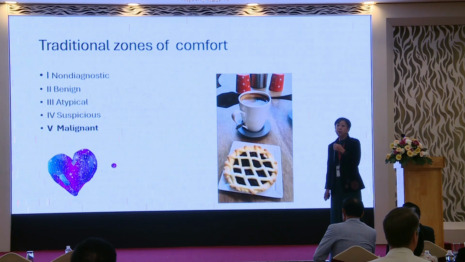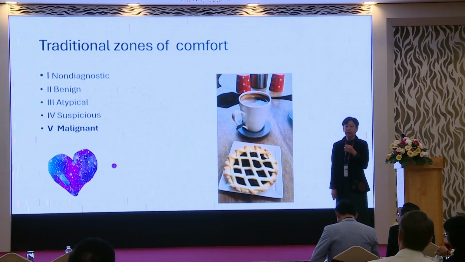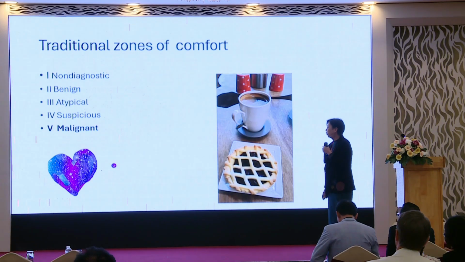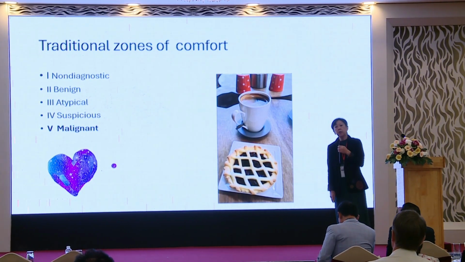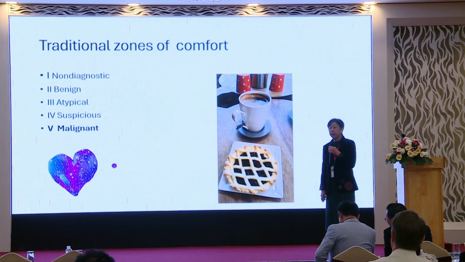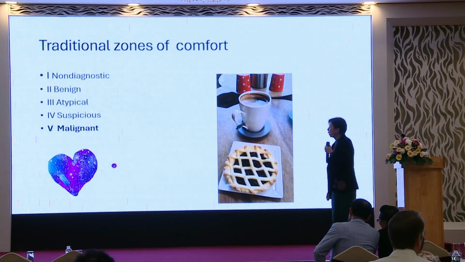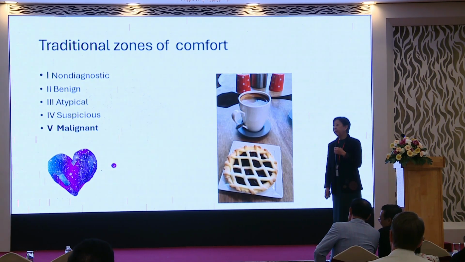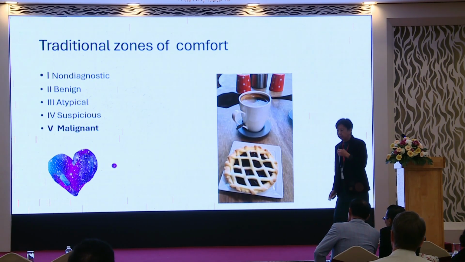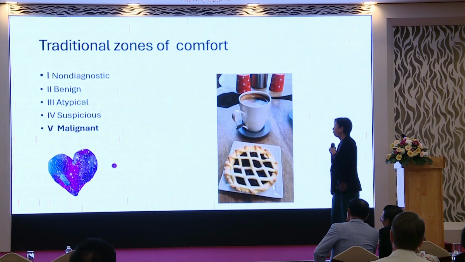The traditional zones of comfort for us when we are practicing cytopathology are the 4 or 5 different categories. And when we do cytology audits in the laboratory, these are the things we look for. Non-diagnostic, we are always very happy. Why? Because we don't have to do anything. It's non-diagnostic. It's not my fault. There's nothing there. I don't need to say anything.